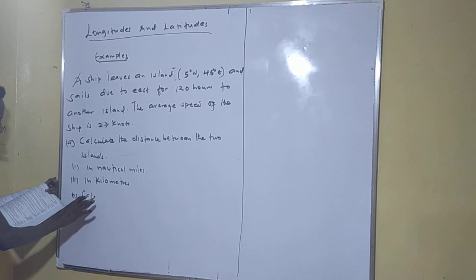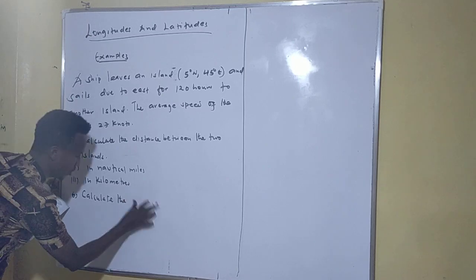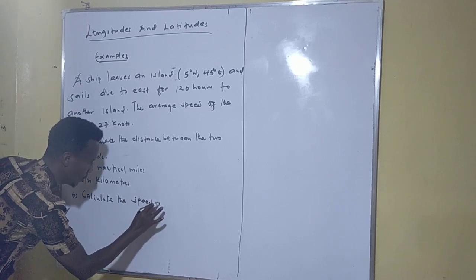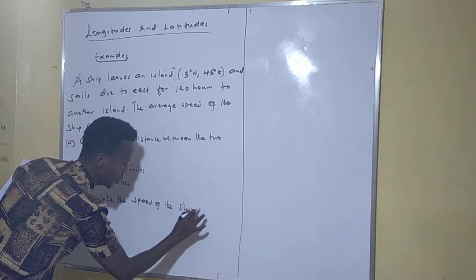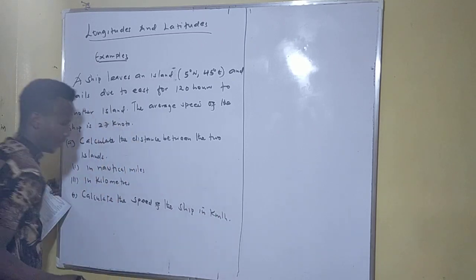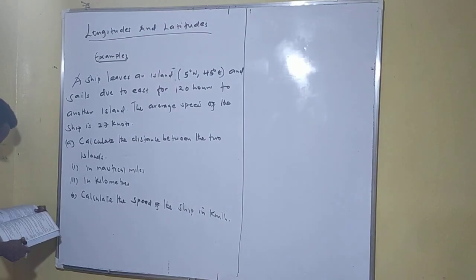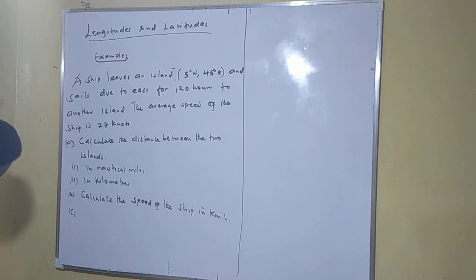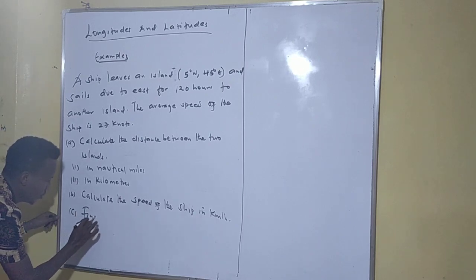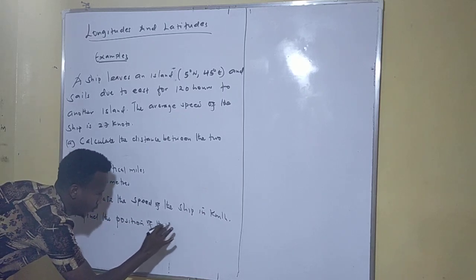B, calculate the speed of the ship in kilometer per hour. Then the other question D, we still have what? No, question C. This is question B, remember? So we have question C, which is saying find the position of the second island.